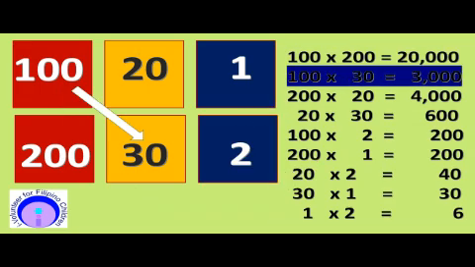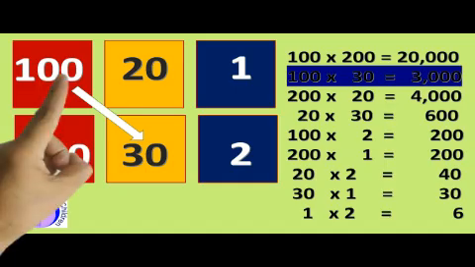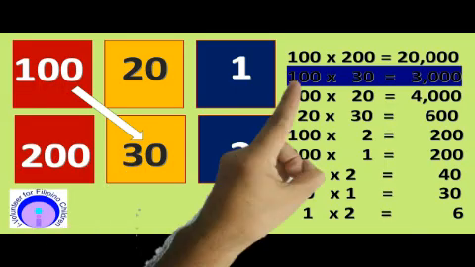Step 2. Let's multiply hundreds and tens. 3 digits by 2 digits. So, total of 5 digits. Pero ang expected, pwedeng 4, pwedeng 5. 100 times 30 equals 3,000.